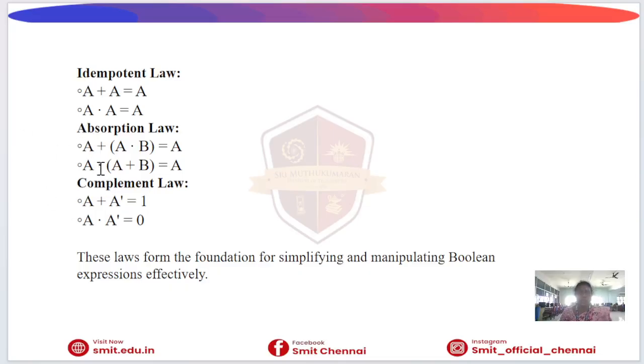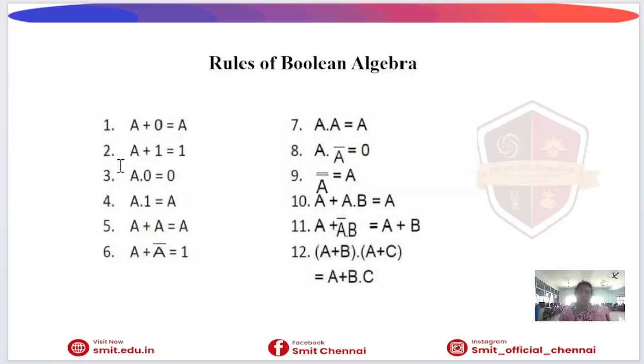Next one is the complement law. A plus A dash is equal to 1, and A dot A dash is equal to 0. So a variable and its complement always produce fixed results. So A is equal to 1, A dash equal to 0. So these are the rules of Boolean algebra.